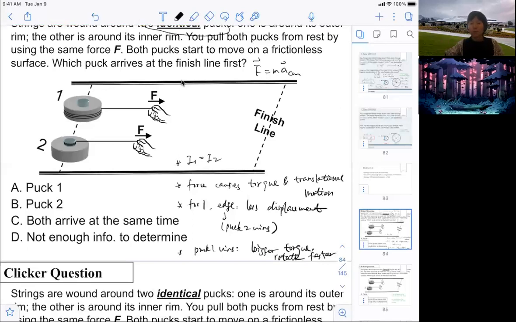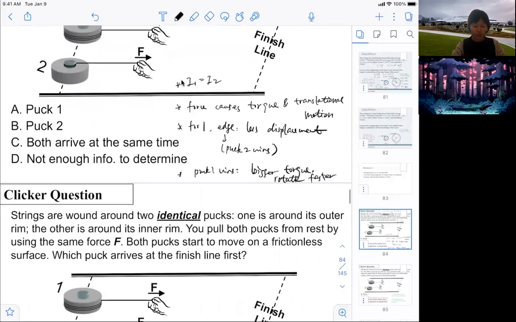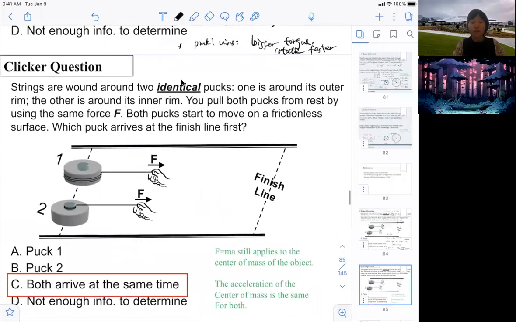The center of mass is still following the parabolic motion. So Newton's second law still applies. You can do the same thing here, F equals ma. The force is the same, applied to the same mass, so the center of mass acceleration is the same, which means how fast they're moving in the translational direction should be the same. So the answer to this question is that they will arrive at the same time to the finish line, okay? Because that is the center of mass we're following.